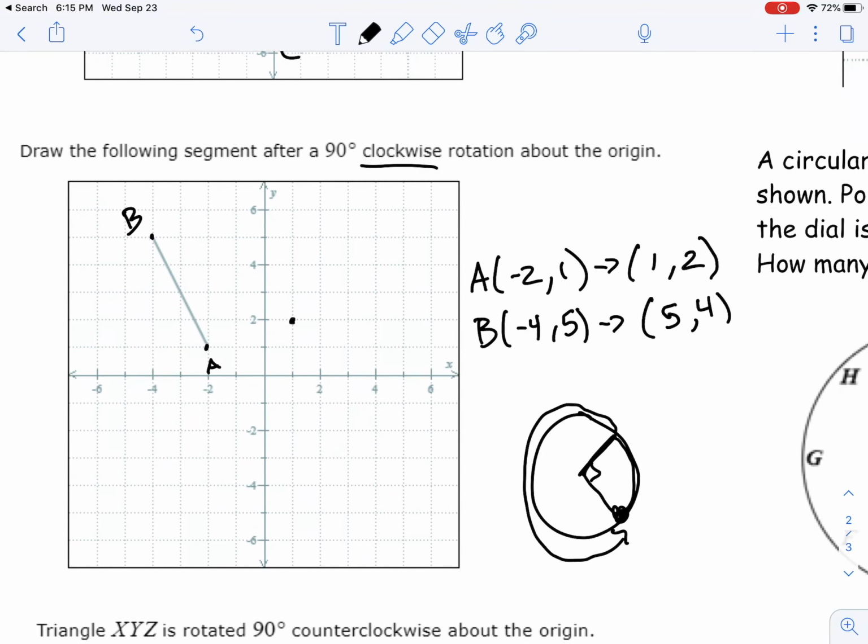So then 1, 2 would be there for A. And B would be at 5, 4. 1, 2, 3, 4 right there. And those are primes.